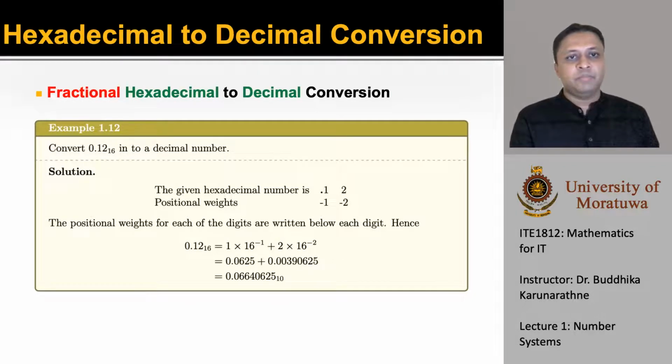So the fractional example for the same conversion, converting 0.12 hexadecimal into a decimal number. You write down the hexadecimal number 0.12, and write down the positional weights, which are -1 and -2, and you add up all the values, you will eventually get the fractional decimal number corresponding to this fractional hexadecimal number.